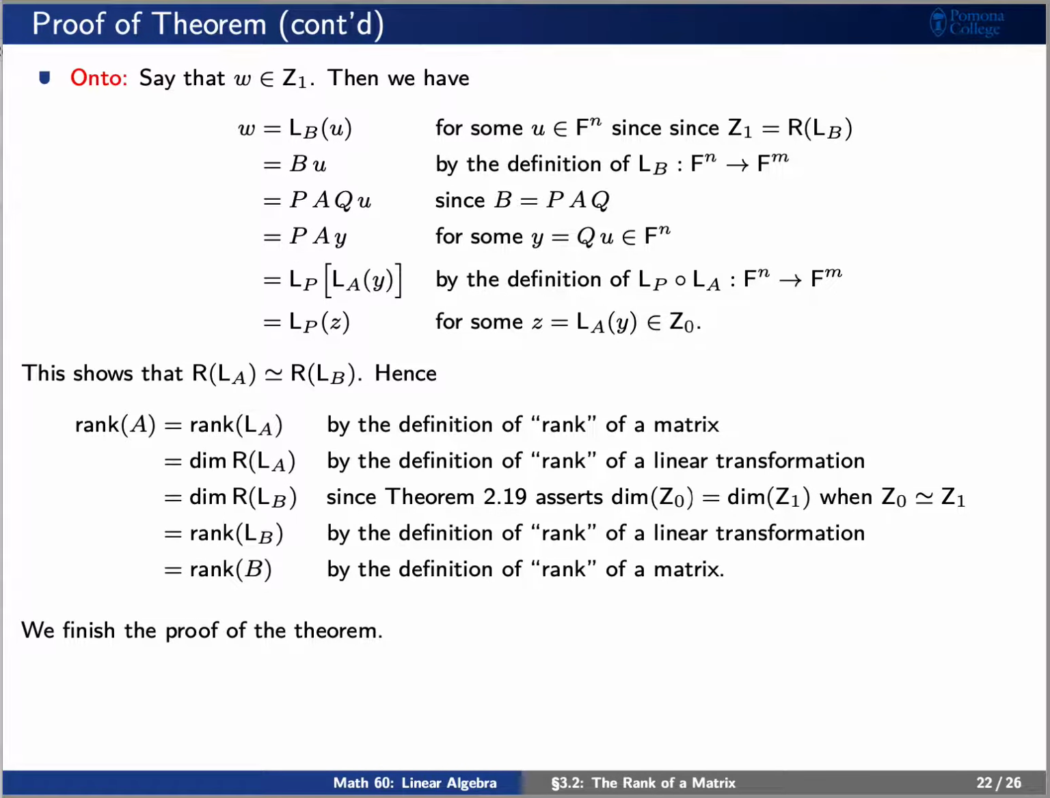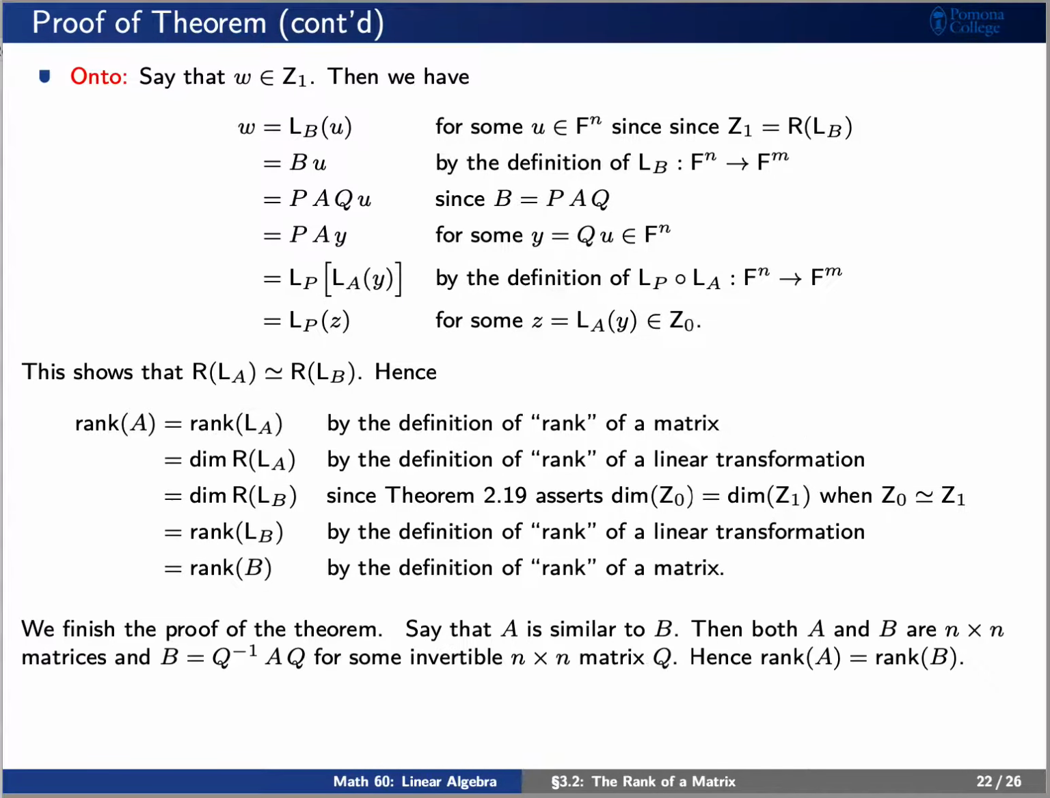Let's now finish the last part of the theorem. Let's say that A is similar to B. This means that there exists an invertible matrix Q such that B equals Q inverse times A times Q. But if we use the proposition we had before where we denote P equals Q inverse, then we do see that the rank of A is equal to the rank of B.